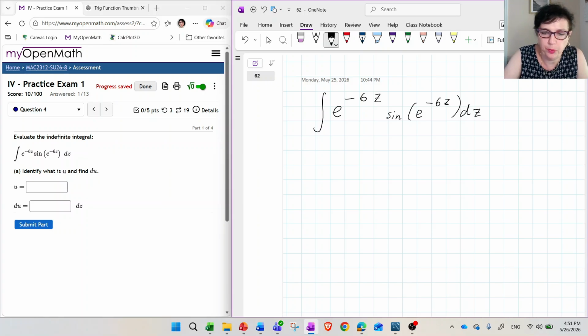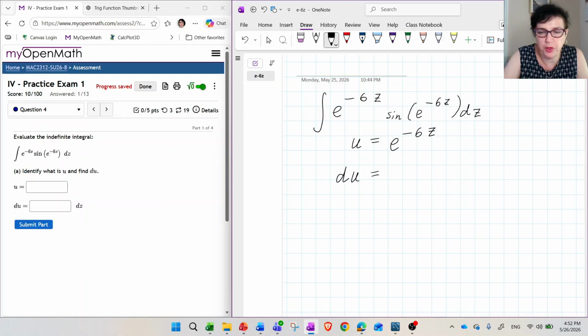So in this case, what we want to do is look at the argument of the sine. Like if you're wondering, what do I put? If you have parentheses, usually whatever is in parentheses, that's going to be your u that you denote by, okay? So here we have e to the power negative 6z. Now let's take the derivative, okay?